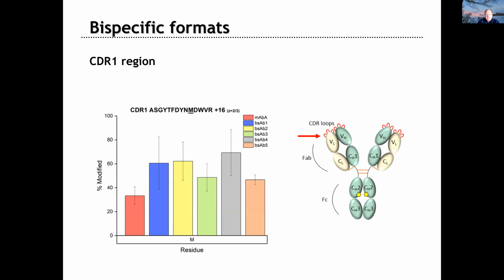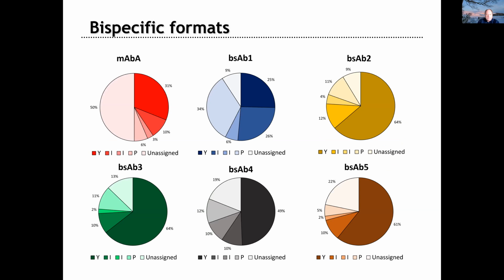So there we can also, if we focus on the CDR regions between the monoclonal, the pure one, and the bispecific formats, we can see that the accessibility is different. Mel has also done some really cool statistics and looked at what types of residues are predominantly oxidized, because in principle all 20 can oxidize, but some are easier than others to oxidize. And that actually changes as well depending on the local environment.